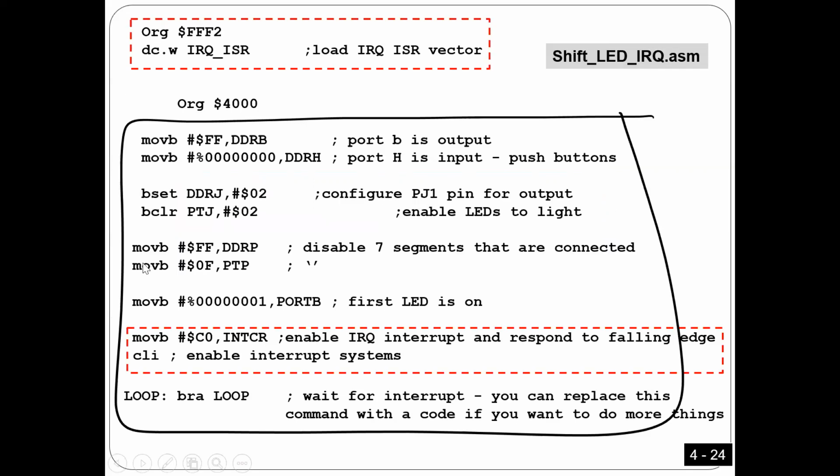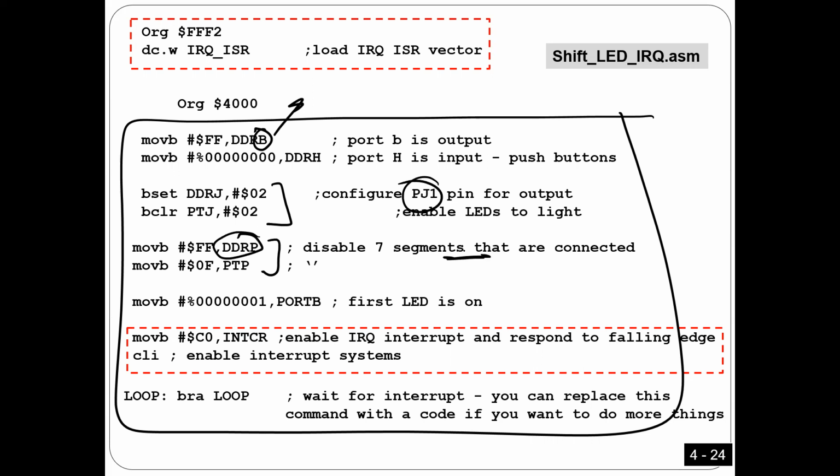So what I did here in the main, guys, is number one, I have to do configuration similar to what we did before. So I have to configure port B, I have to configure port J because I'm going to use the LEDs, and I have to configure port P. This is similar to what we did before. There is no change here. We're going to use the LEDs, so I have to disable the 7 segment.